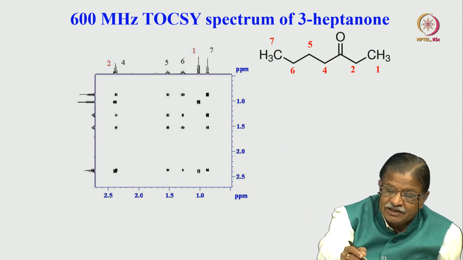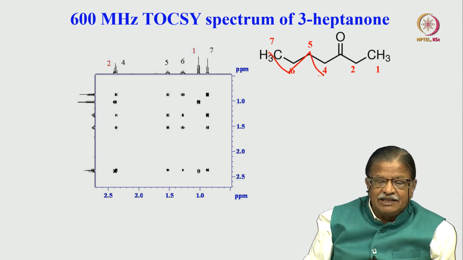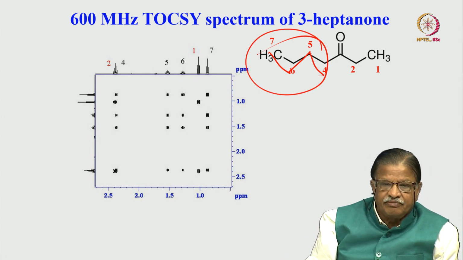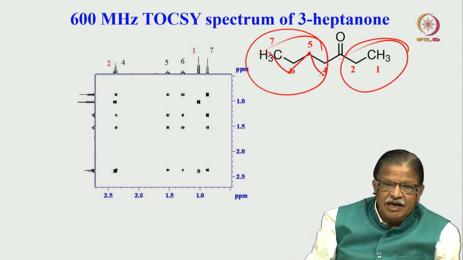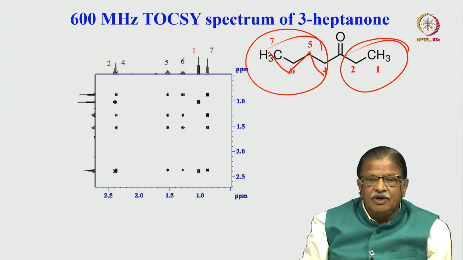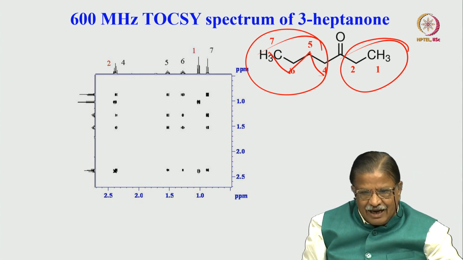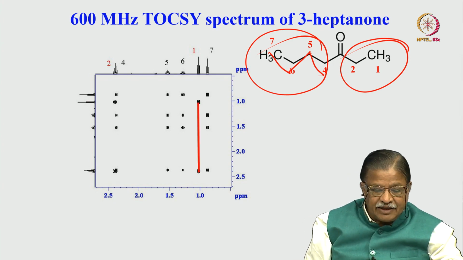So if I do a TOCSY from here, first this gives energy to this, to this, and this to this. The magnetization transfer takes place among all these four groups of protons, and again for these two protons there is a magnetization transfer taking place. So all you have to do is sit on a diagonal, draw a vertical line, and find out who are all the coupled partners.